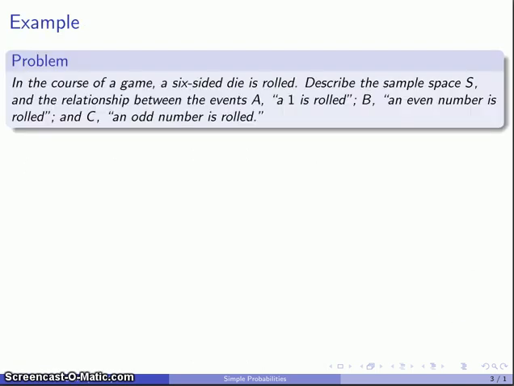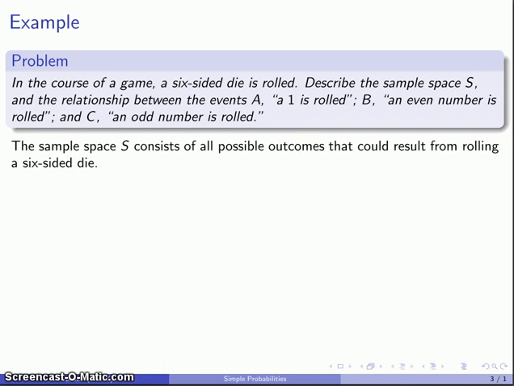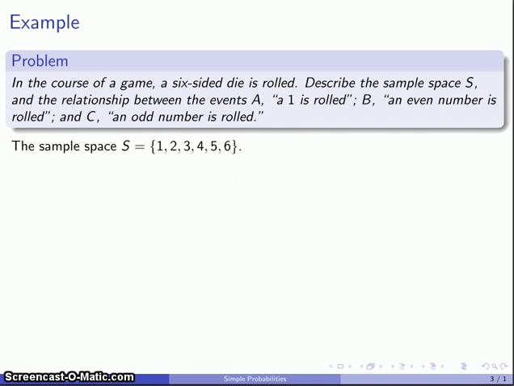For example, let's take a look. In the course of a game, a six-sided die is rolled, and we're going to describe the sample space and the relationship between the events A, we roll a 1, B, we get an even number, and C, we get an odd number. So let's take a look at that. So the sample space is everything that could possibly occur from rolling the six-sided die. So that's going to be the set of outcomes. Could get a 1, 2, 3, 4, 5, or 6.